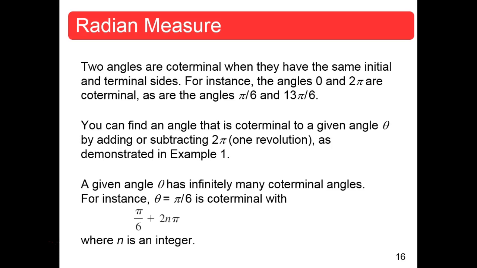Go back to that concept of coterminal. Two angles are coterminal when they have the same initial side and the same terminal side. In other words, they share a terminal side. For instance, the angle 0 and 2 pi, those are the same initial side, same terminal side. Those are coterminal. As are pi/6 and 13/6 pi.